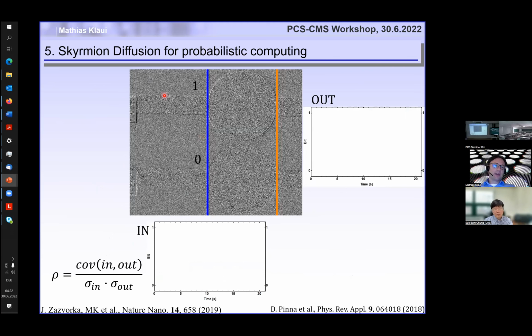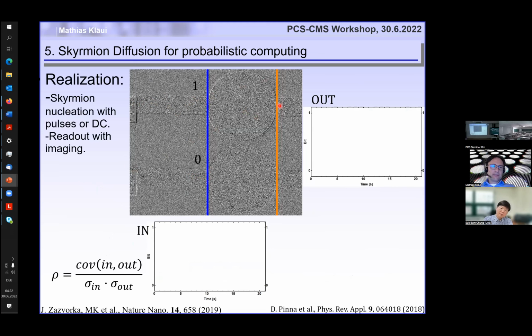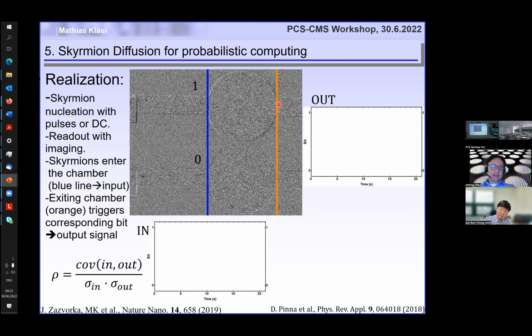And here we have the skyrmions, which are produced here, which is the input stream. When they cross this blue line here, it's an input 1. And when the skyrmion crosses the blue line here, it's an input 0. And then we have here the reshuffler chamber. And then when the skyrmion crosses the red line here, it's an output skyrmion, output logic 1. And if a skyrmion crosses the red line here, it's an output logic 0.